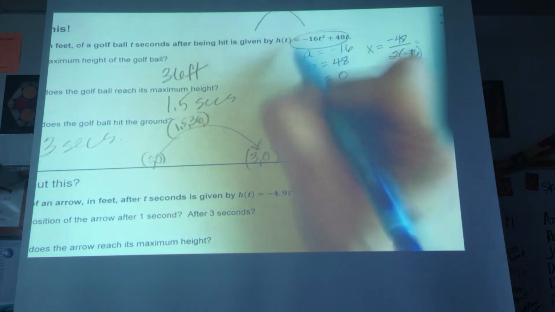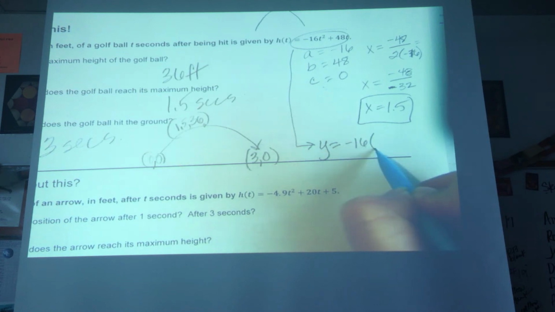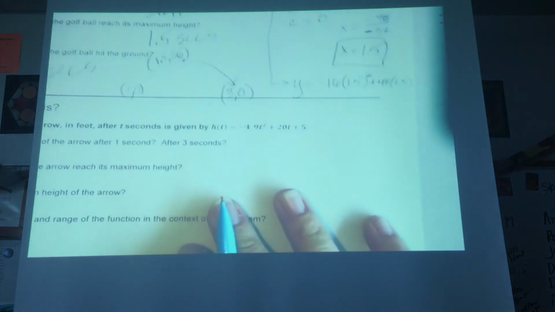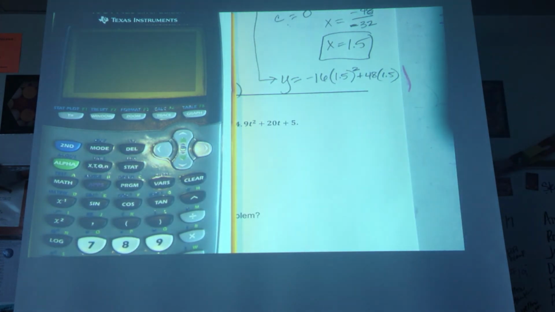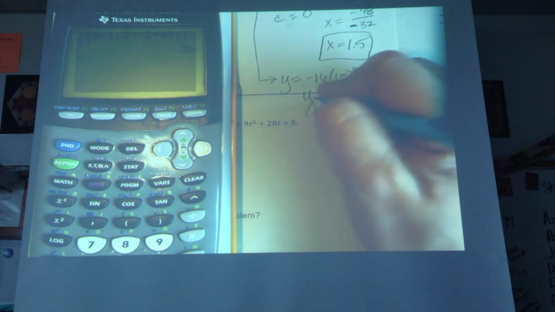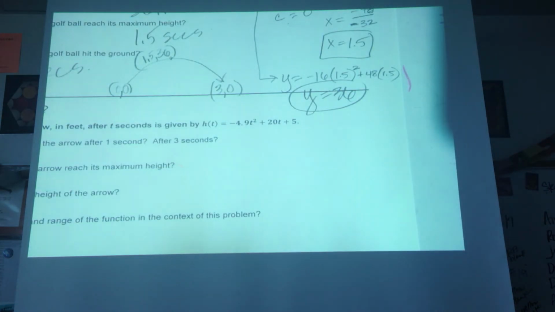And I can go back in and use that to find y when x, the time, is 1.5. There we go. So I'm going to go to my calculator and let my calculator do that work. Negative 16 times 1.5 squared plus 48 times 1.5. And there's my maximum, 36, that I got on the table. So that's another method. We've used that.